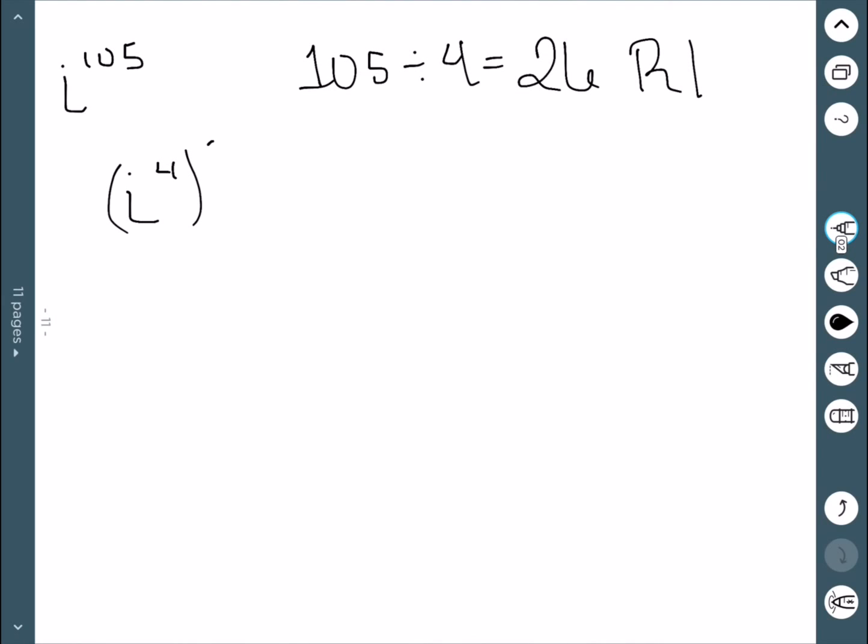We'll look at one more, i to the 105. Well, if I do 105 divided by 4, I get that the quotient is 26 with the remainder of 1. So I can rewrite this as i to the 4th to the 26th power times i. i to the 4th is 1. And then 1 to the 26th power is 1 times i, which is i. So now we can see that we can very easily compute these powers by converting them to something in terms of the power of 4 and then our remainder.